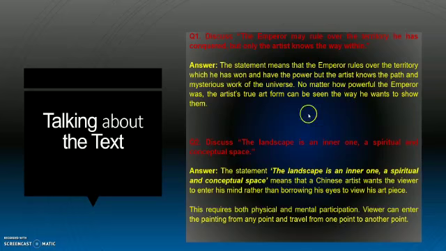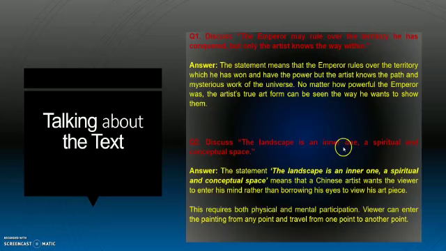No matter how powerful the emperor was, the artist's true art form can be seen the way he wants to show them. You see, an emperor is a king. He rules his kingdom. He tells his people what to do and what not to do. He has power. But an artist has the power to show his art and make everyone believe what he is showing. He has power more than the king, more than the emperor in his art form. Whatever meaning he wants to give to his painting is what everybody is going to understand.